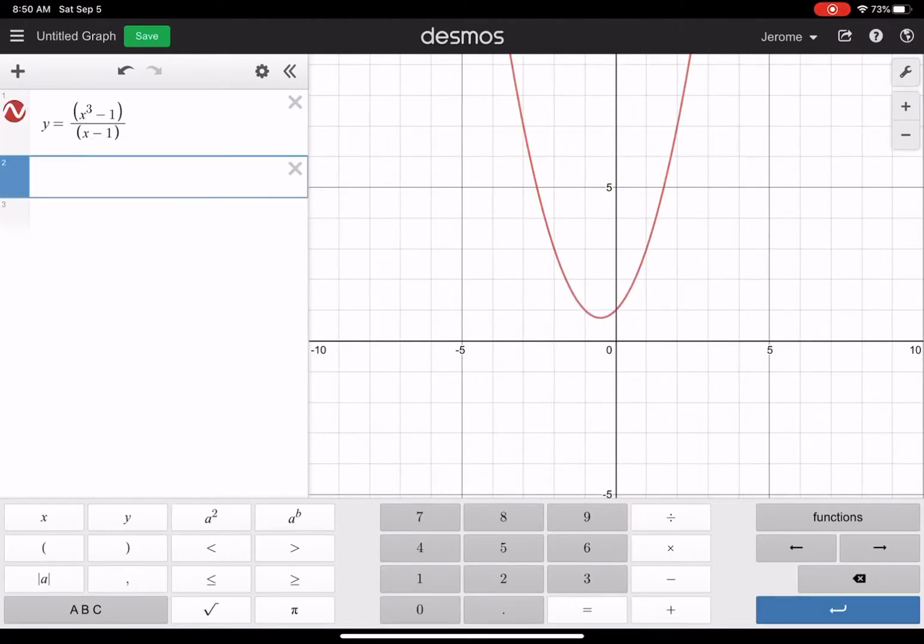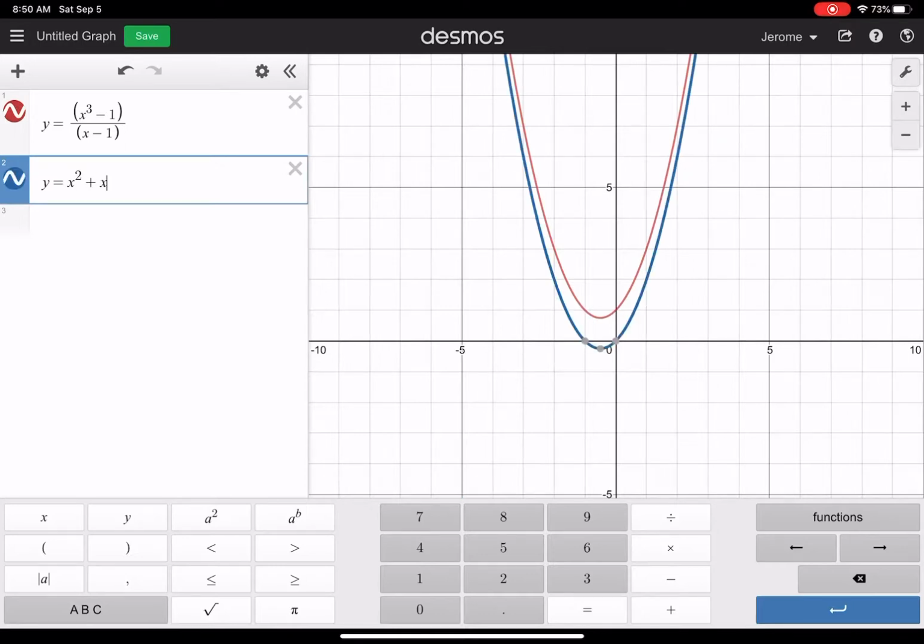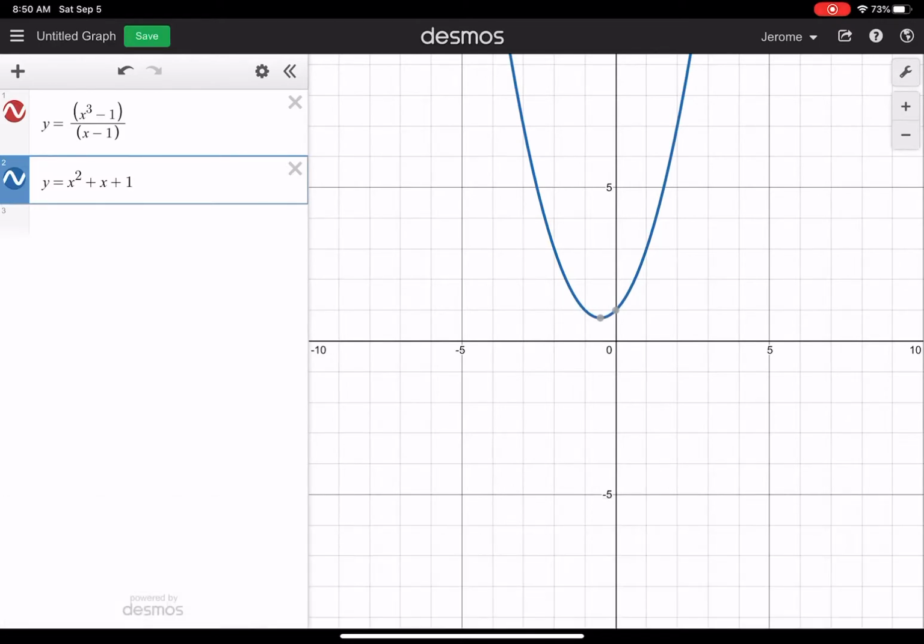There's that thing that looks like a parabola. It has a tiny little hole in it, but I can't see it because it's a speck, right? And then I graph that quadratic, y equals x squared plus x, and then plus 1. And you can see that blue one overlapping the red one, and I can turn it on and off, and you can see they're identical to each other. They're identical everywhere except for at the hole, because the red graph has a hole in it, which you can't see, and the blue graph basically fills in that hole.